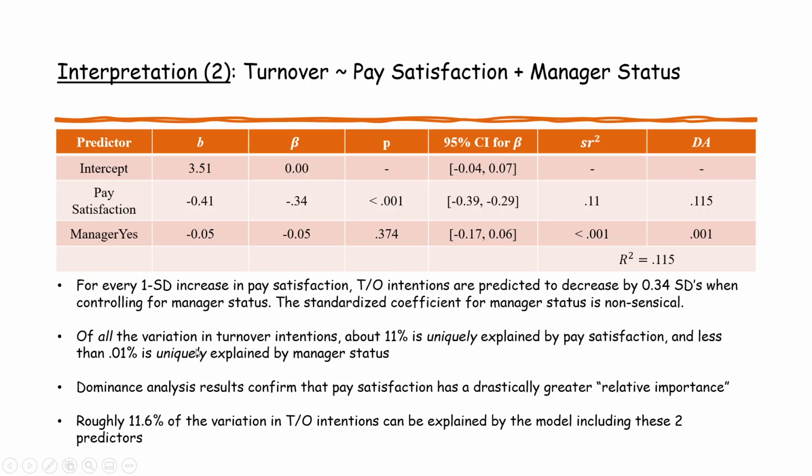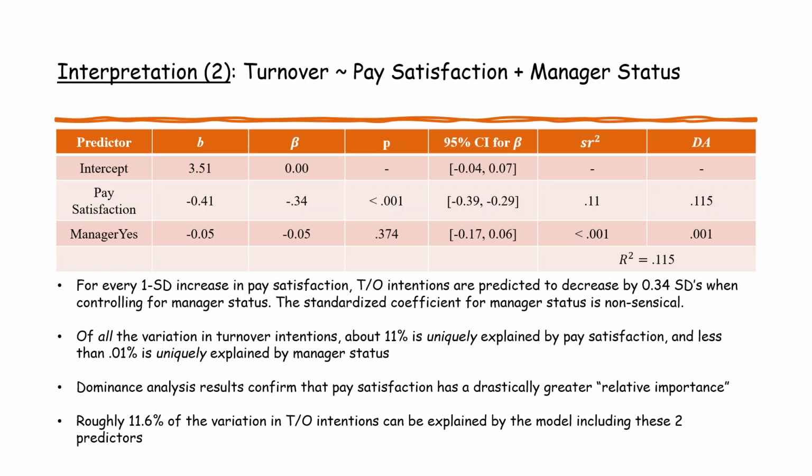So of all the variation in turnover intentions, about 11% or 11.5% is uniquely explained by pay satisfaction, and less than 0.01% is uniquely explained by manager status. And that's our semi-partial squared. So again, the interpretation of our semi-partial squared is, out of all of the variation in our outcome measure, how much is uniquely explained by each predictor.